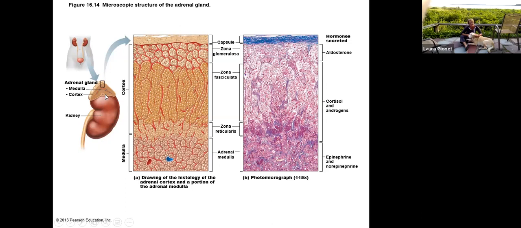All right, so here we're looking at the adrenal gland at the superior pole of the kidneys. You have the outer region, the cortex, and the inner region, the medulla. You can see these different layers. You have a zona glomerulosa, zona fasciculata, and zona reticularis. Each zone produces a different hormone.